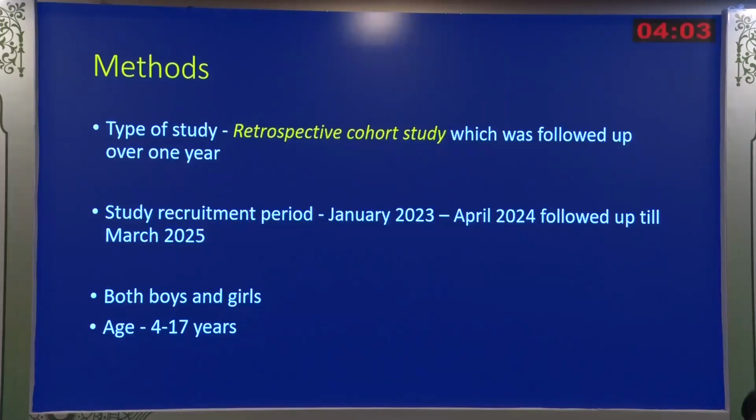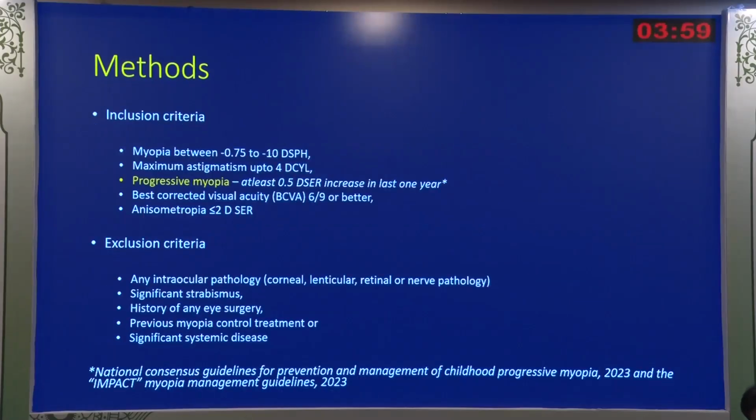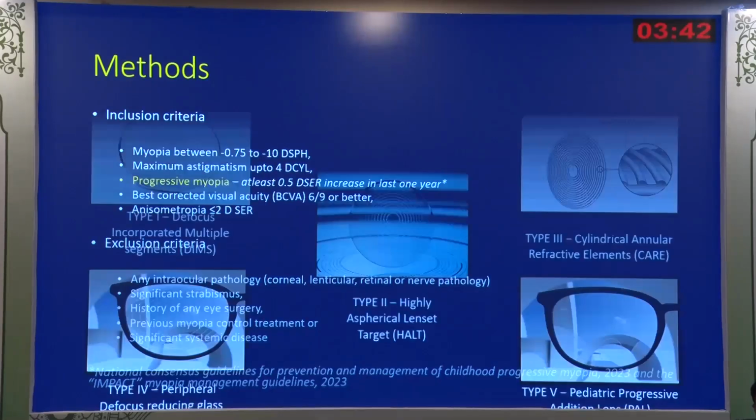This was a retrospective collection from 2023 to 25. We've taken progressive myopes only as defined by the myopia guidelines of 2023, and any child who had any other disease or any other myopia control treatment was excluded. Cyclopentolate cycloplegic refraction was done, and the optical biometry was used for axial length measurement.